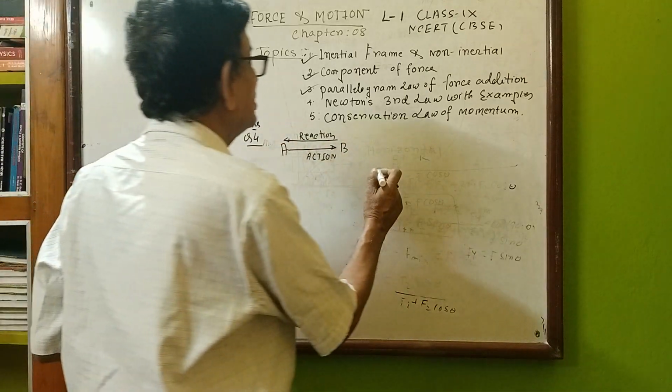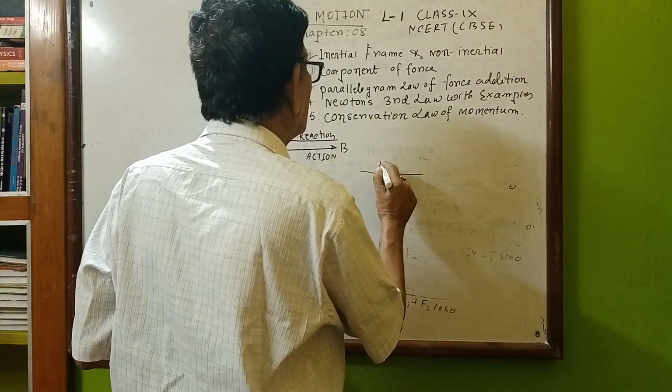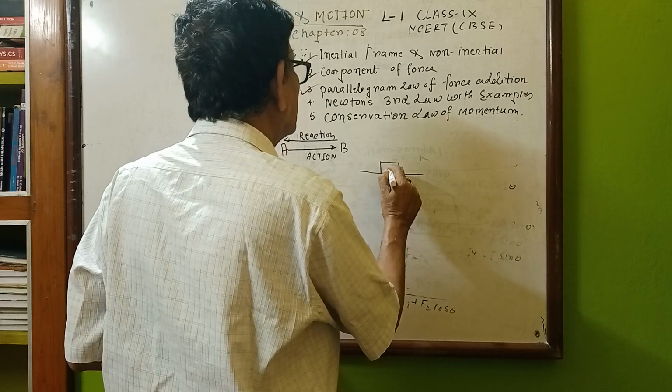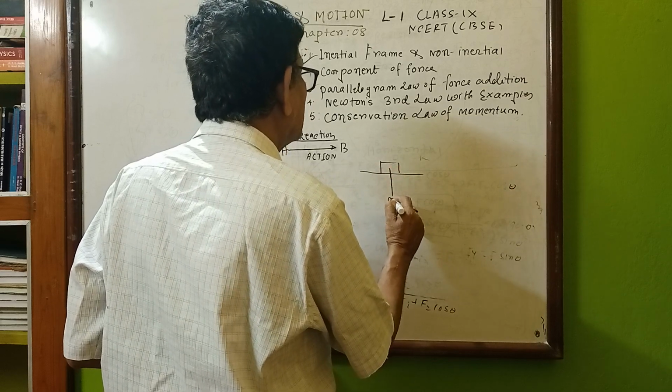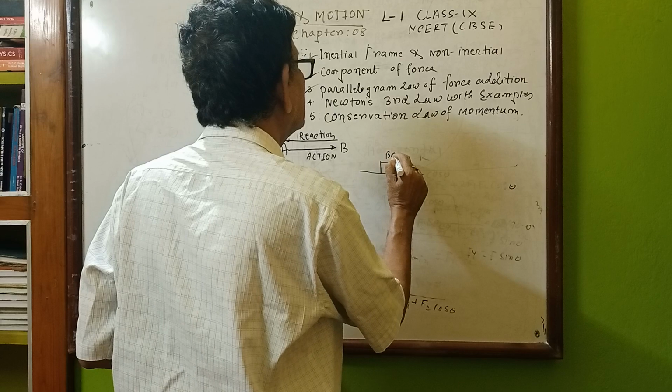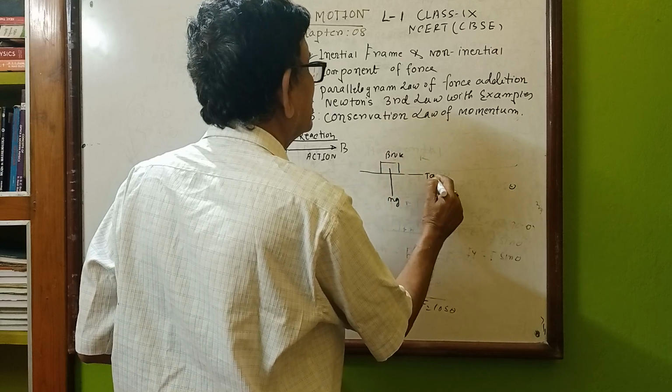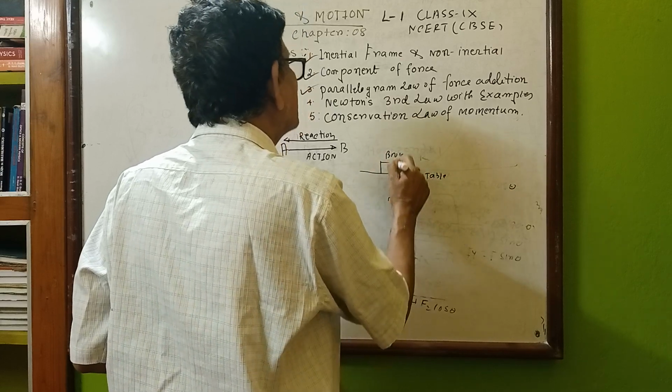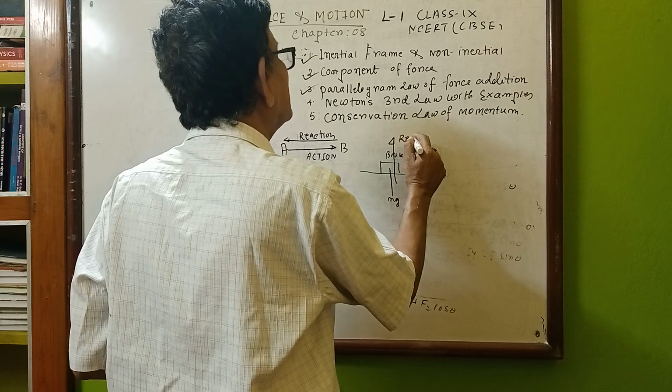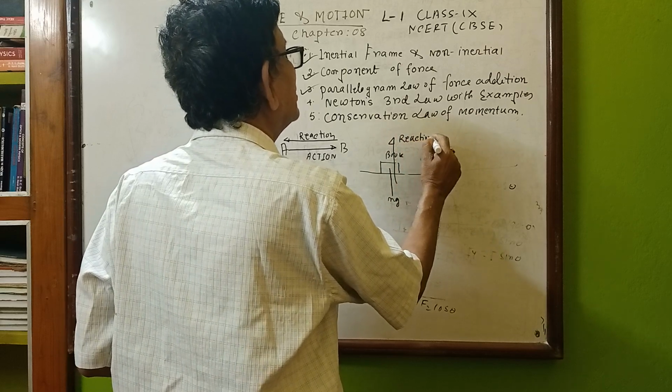As for example, if you put a book on a table, the book's weight acts downward, here is the book and here is the table. Now the table gives a reaction on the book, that is the reaction by the table.